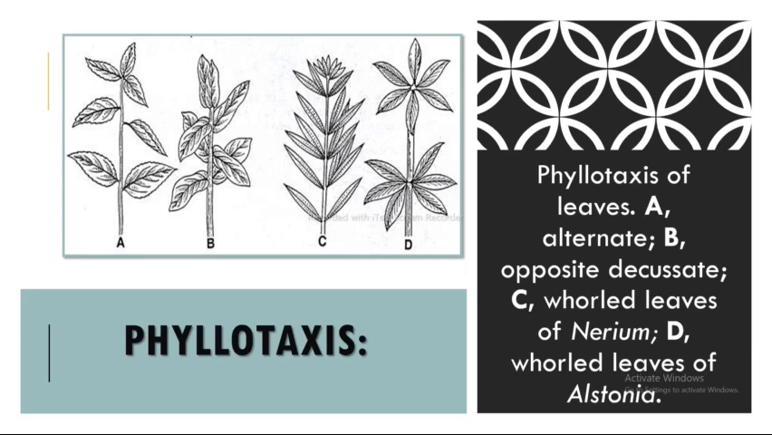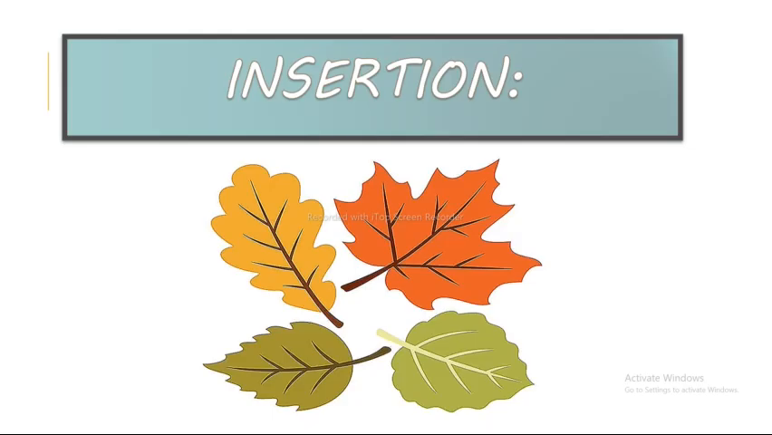So again, the phyllotaxis of leaves. In figure A, you can see this is our alternate condition. In figure B, you can see that this is opposite and decussate. In figure C, you can see these are the whorled leaves of Nerium. In figure D, these are the whorled leaves of Alstonia. Next, I am going to discuss insertion.